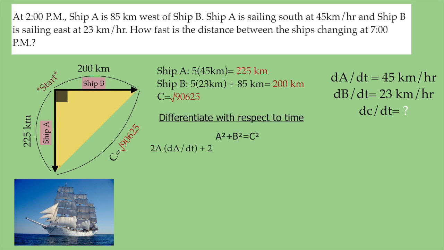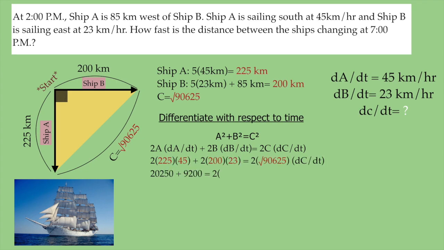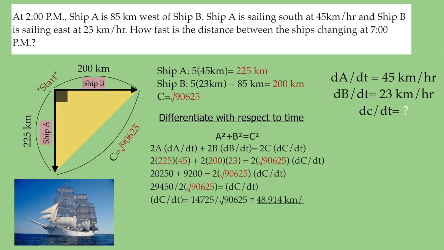So we have a squared plus b squared equals c squared, and when we take the derivative of each term individually, we have 2a multiplied by dA over dt plus 2b multiplied by dB over dt is equal to 2c multiplied by dc over dt. So this is where organization really helps because when you label things, now we can just plug and play. So we have 2 times 225 multiplied by 45 plus 2 times 200 times 23 is equal to 2 times the square root of 90,625 multiplied by dc over dt.